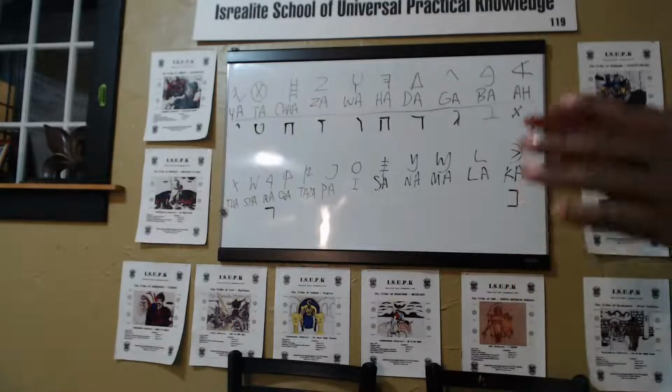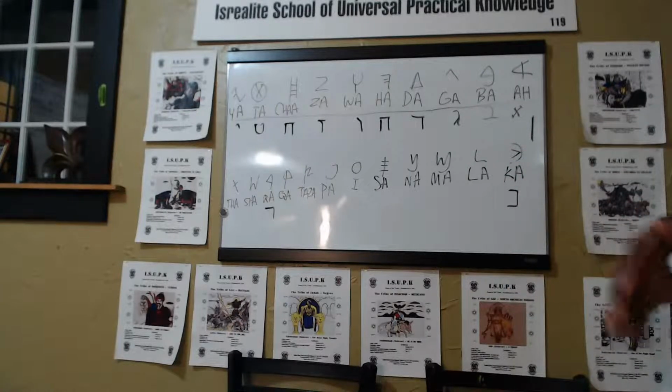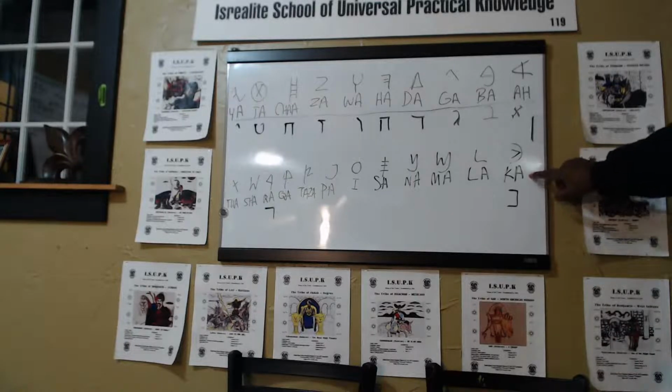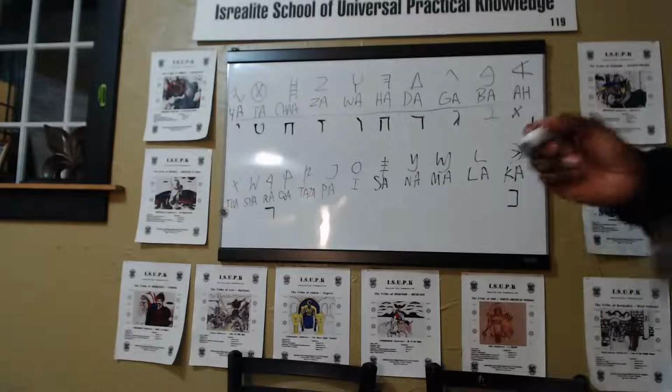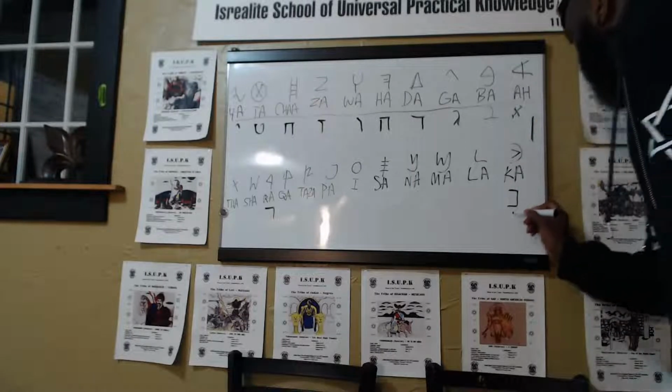Assyrian Hebrew, you have 5 letters where the ending character changes, meaning this. If this ka is in between 2 letters in Assyrian, it looks like that. If the ka comes at the end of the word, it looks like this.